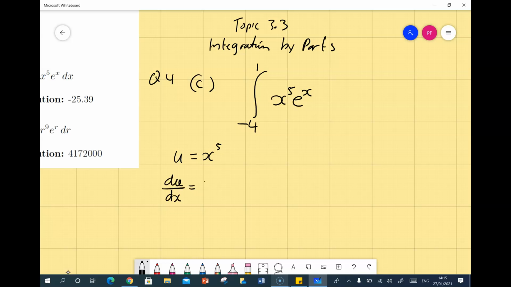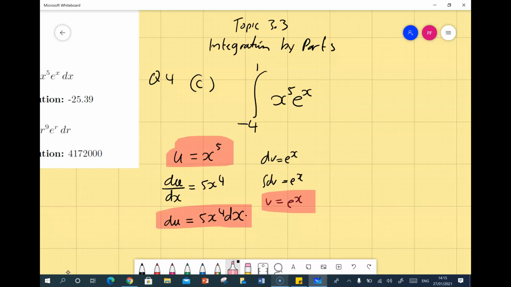So du dx equals 5x to the power of 4, so du equals 5x to the power of 4 dx. That means dv is equal to e to the power of x. So the integral of dv is e to the power of x, so v equals e to the power of x. So I apply my integration by parts formula, uv minus the integral of v du, and so on.